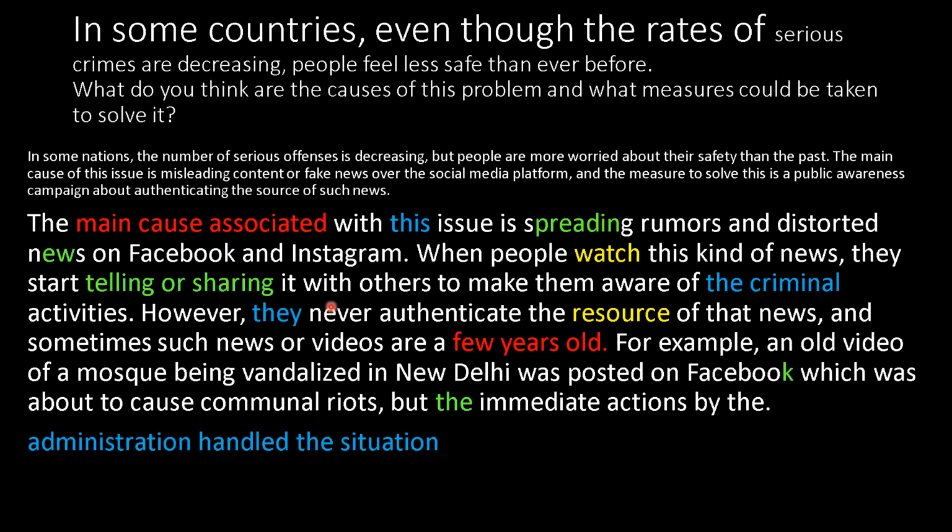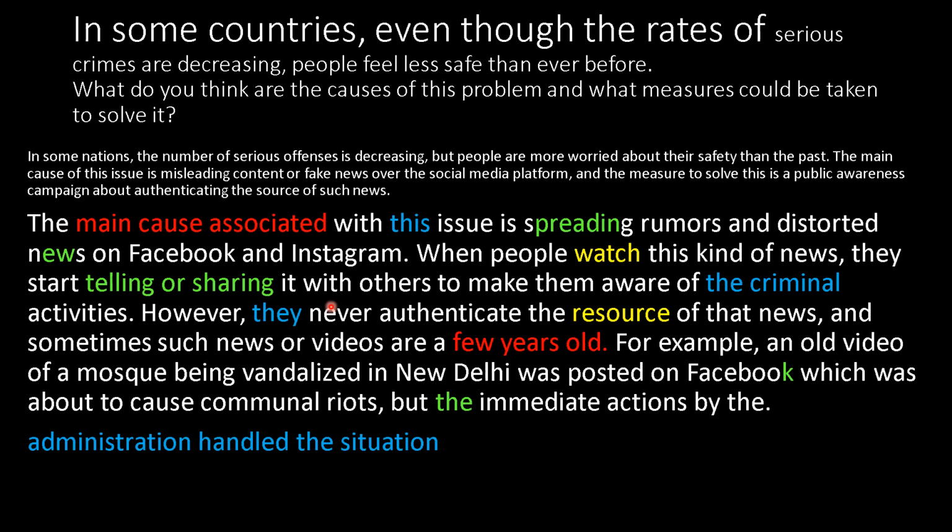Authenticate the resource. No, the source. Resource and source are very different. Okay, a few are a few years old. A few are outdated. For example, an old video was posted on Facebook. When? At the time or years later?